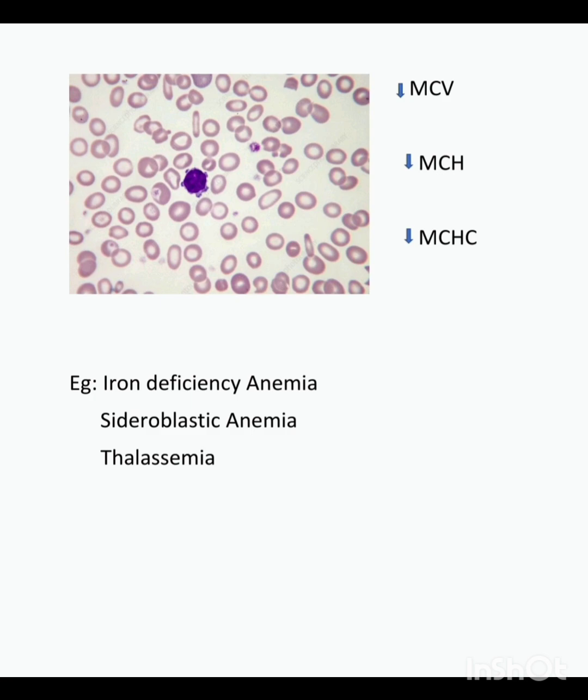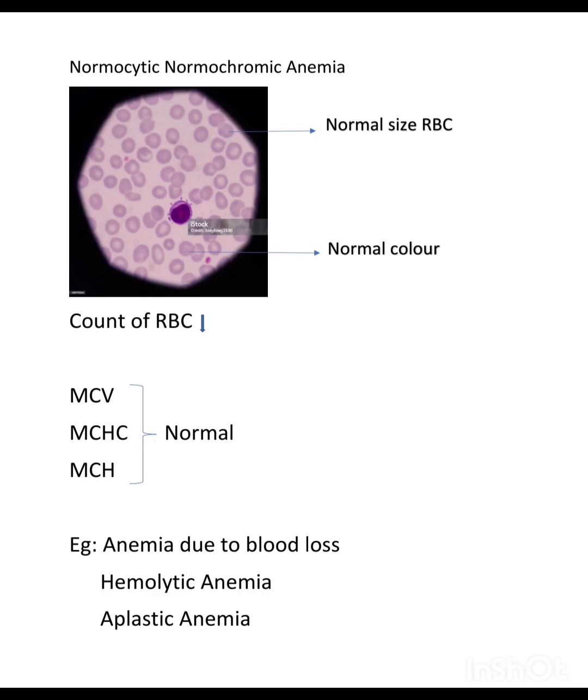Now let's move on to the normocytic normochromic anemia. In normocytic normochromic anemia, the RBC size is normal and they have normal hemoglobin concentration, so they appear normal in color. However, the overall hemoglobin level is low because the total number of RBCs is decreased. Laboratory findings show that MCV is normal, MCH is normal, and MCHC is normal. Common examples of normocytic normochromic anemia include hemorrhagic anemia, hemolytic anemia, and aplastic anemia.